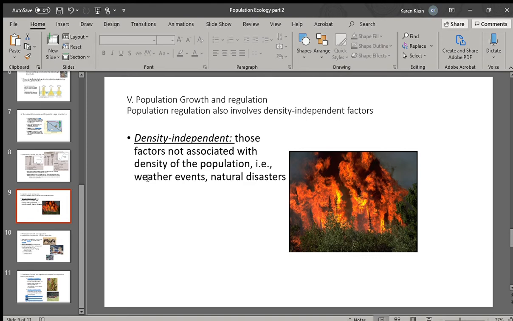So for instance, as you see there, a forest fire. If you have a forest fire, it doesn't matter if there are 10 squirrels in the forest or 100 squirrels. The number of squirrels didn't cause the fire, and so therefore it is an independent factor. Any of these natural disasters or weather events are considered density independent.